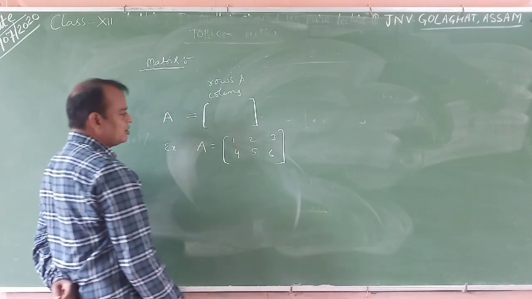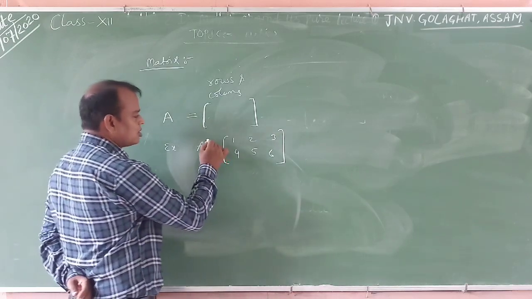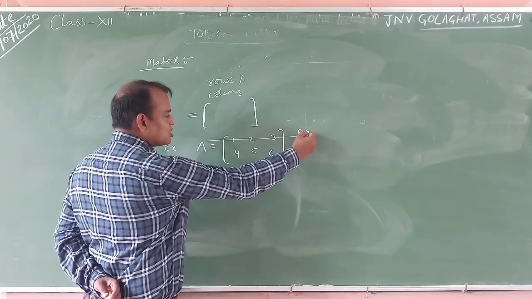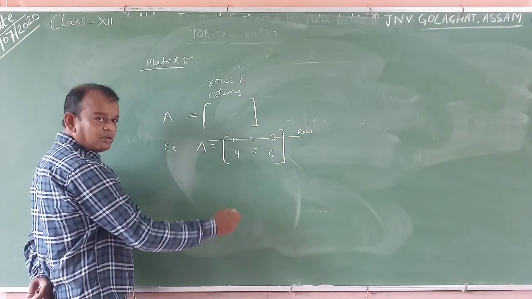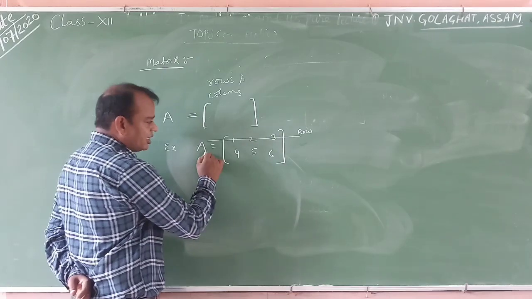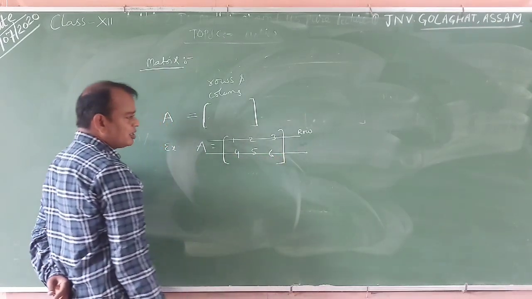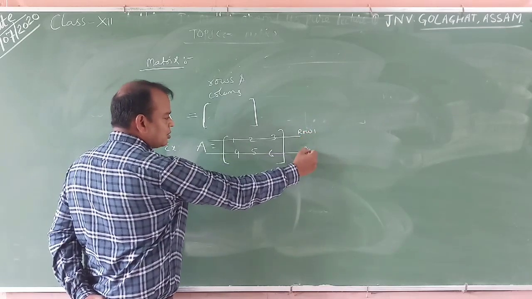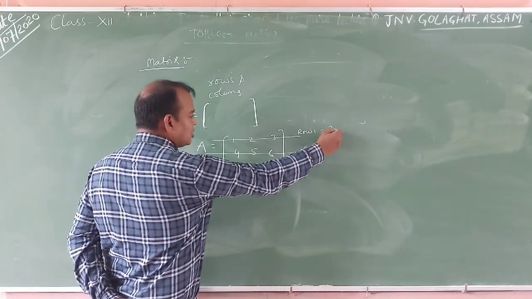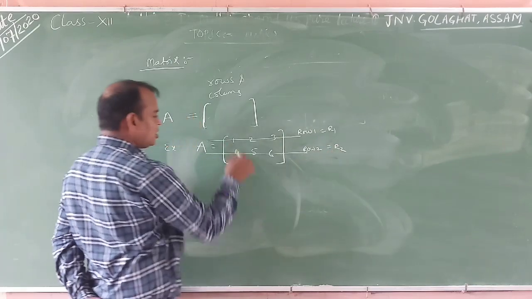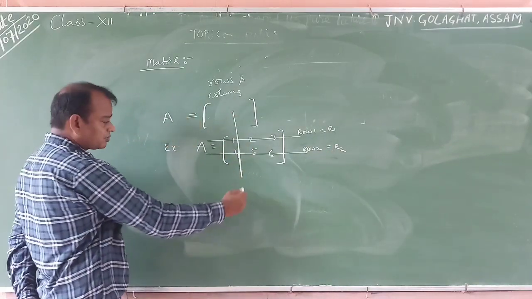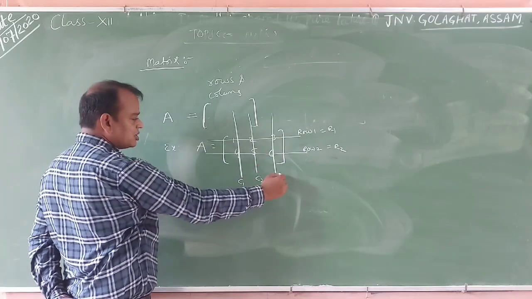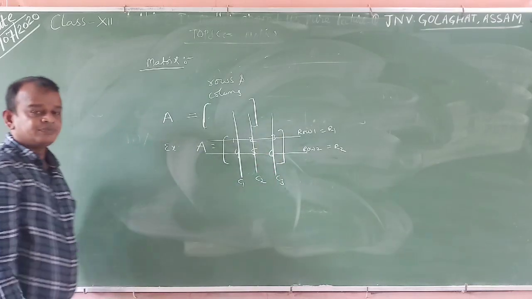In this one, we can observe that the horizontal line is called the row. Horizontal lines of elements is called row. This is row 1, this is row 2. The vertical lines of elements is called columns. This is first column, this is second column, this is third column.